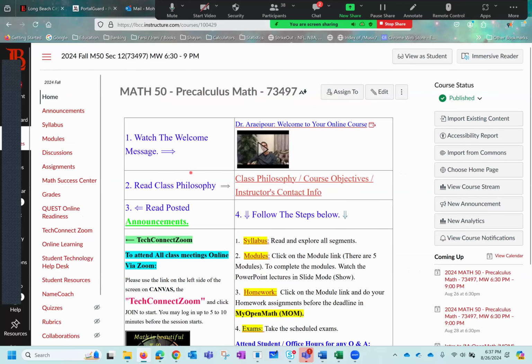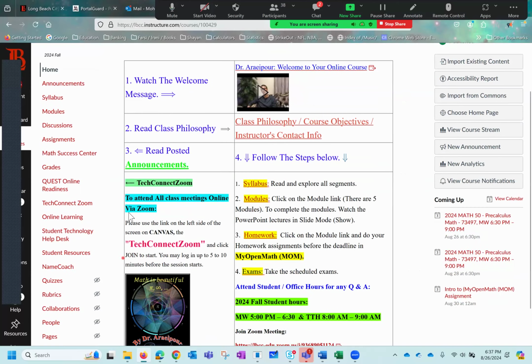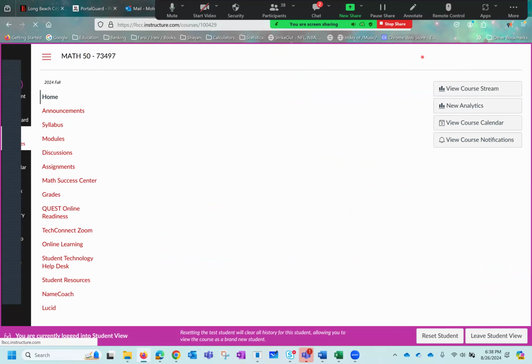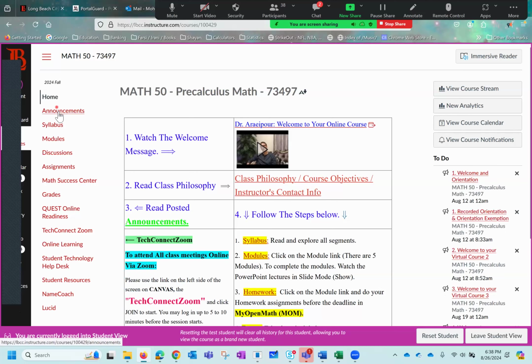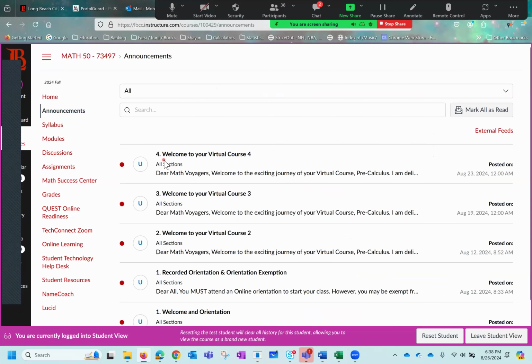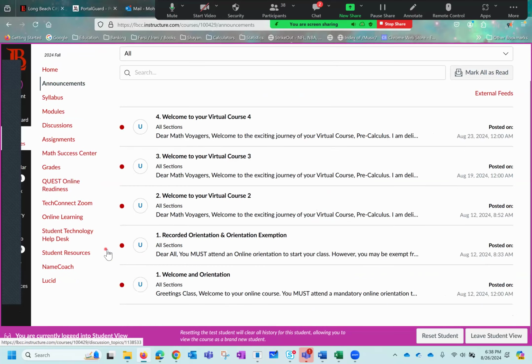Going back to the home page of Canvas. Number 3, announcements, and you can click on it right here or on the left navigation bar where it reads announcements. Let me view this as a student. There were several emails, as mentioned, announcements sent to you.